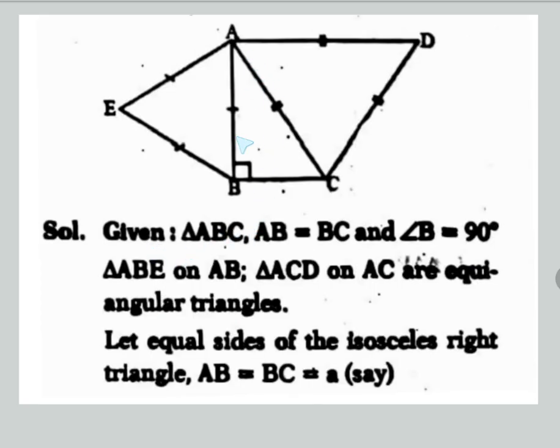Given ABC is a triangle where AB equal to BC, and angle at B is 90 degrees. ABE on AB and ACD on AC are equilateral triangles. These two are equilateral triangles.